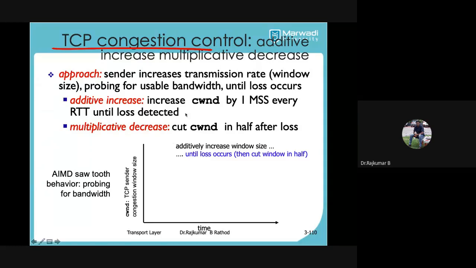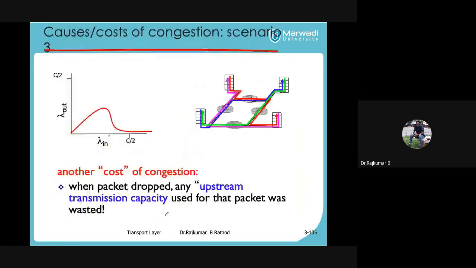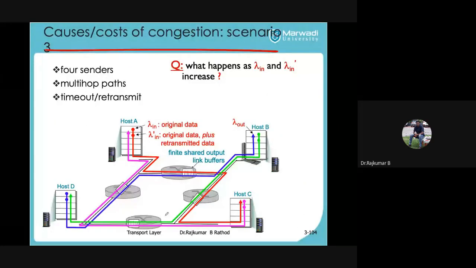Now, if you talk about TCP congestion control, that is the additive increase and multiplicative decrease. So if you take this example, just go back to the scenario. There are 4 hosts: host A, host B, host C, and host D. Consider that there are 4 routers. So here, what do we need to keep in mind?